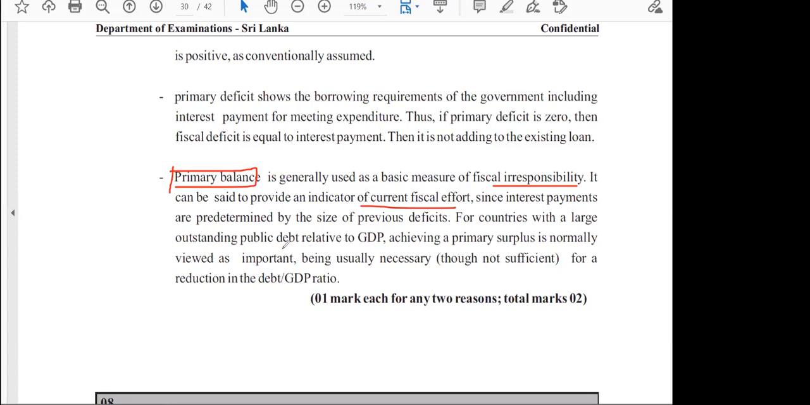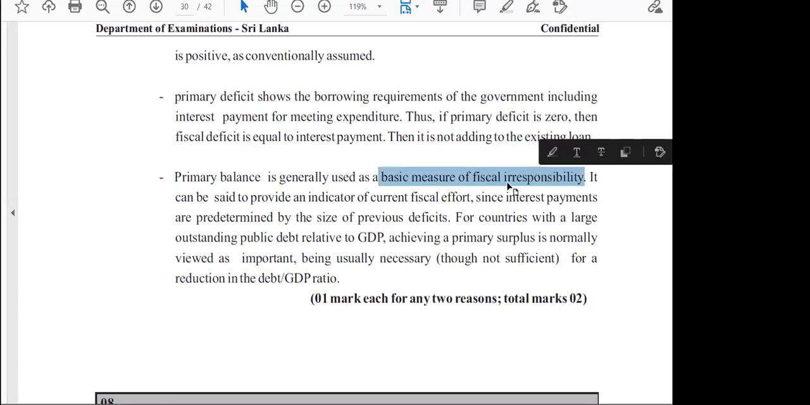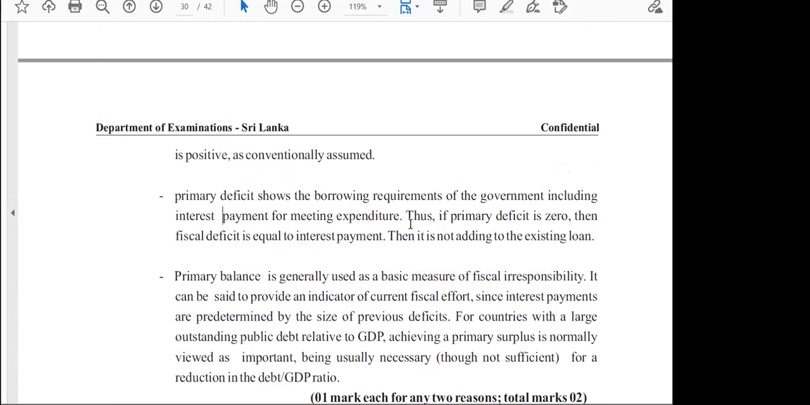So for countries with a large outstanding public debt, achieving a primary surplus is normally viewed as important, being usually necessary for a reduction in the debt to GDP ratio. That's one context. It measures the discipline: have you been doing things properly? And then, if you have a primary account surplus, primary deficits show the borrowing requirements of the government, including interest payments, for meeting expenses. So if you are having a primary account deficit, you are kind of borrowing. Try to understand this in depth.